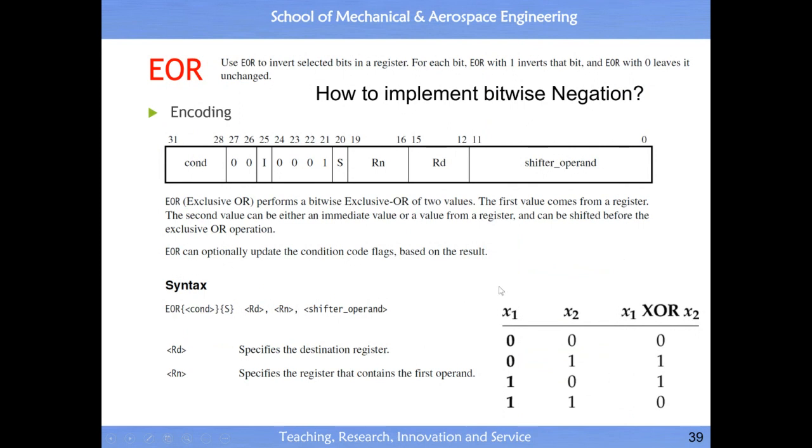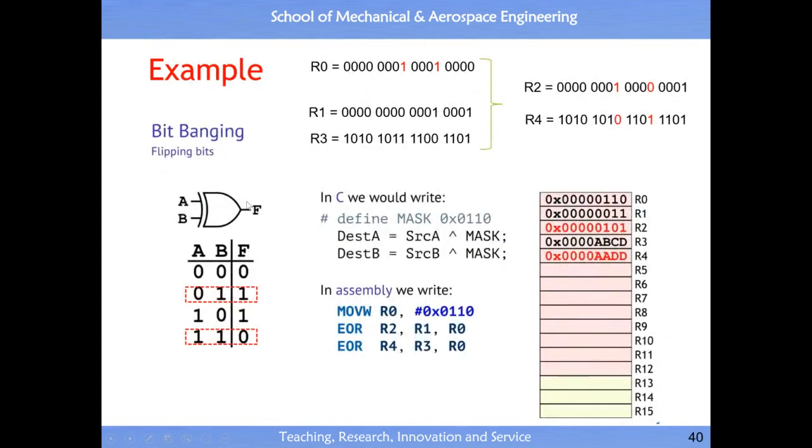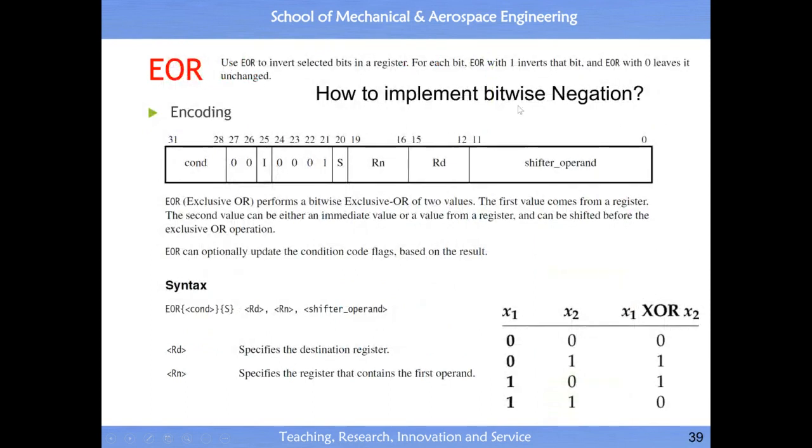The truth table basically tells you that as long as the two input bits are different, the output is one. Otherwise, if the two input bits are the same, the result is zero. The result is zero if both of them are the same. So this is this logic operation. Then is it useful to have this operator? The answer is yes. You can flip specific bits inside a register, or you can flip all the bits inside a data. If you flip all the bits inside a data, basically you implement bitwise negation. Get it?